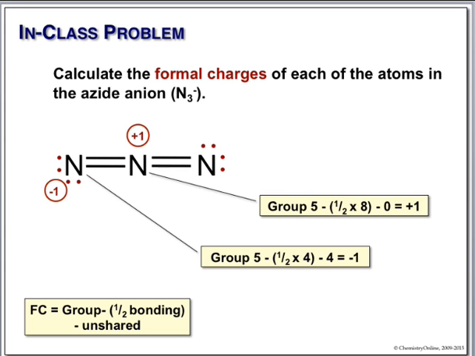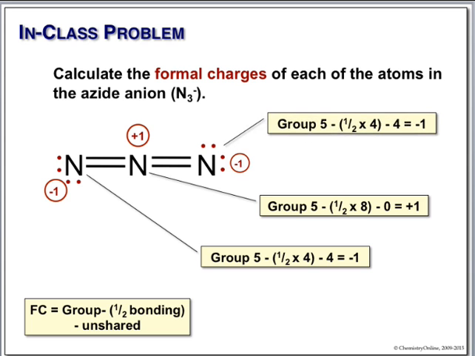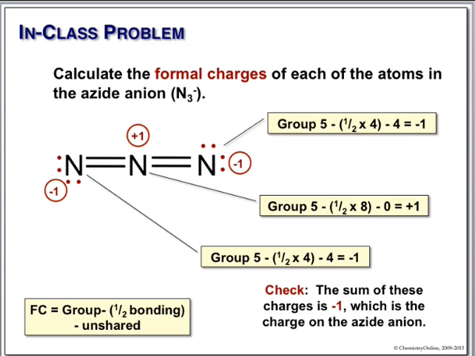And the nitrogen on this end, well, gosh, it's identical to this one, isn't it? So we have minus 1, plus 1, and minus 1. Just to make you feel good, if you add these 3 together, you get minus 1. And that's the charge of azide anion. Now we're going to talk about resonance in just a second.